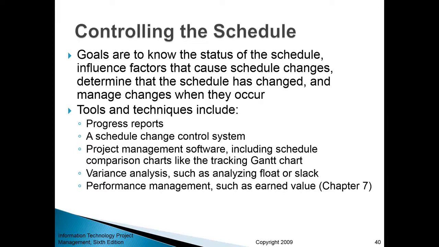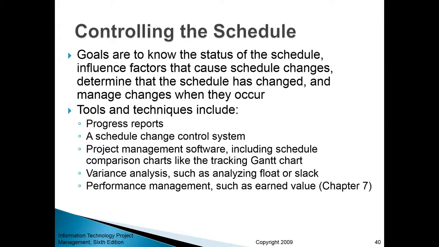Some of the most important goals when it comes to controlling the schedule of a project are as follows. First of all, you need to know the status of the schedule, meaning are you adhering to the schedule or you're lagging behind. You need to influence factors that cause schedule changes. For example, if something is delayed, you need to go back and see why it was delayed, whether something has to be changed in the work routines of your team members or in the type of resources available to them. Also, determining that the schedule has changed and managing that change. That involves communicating, adjusting your overall schedule estimates, and so forth.